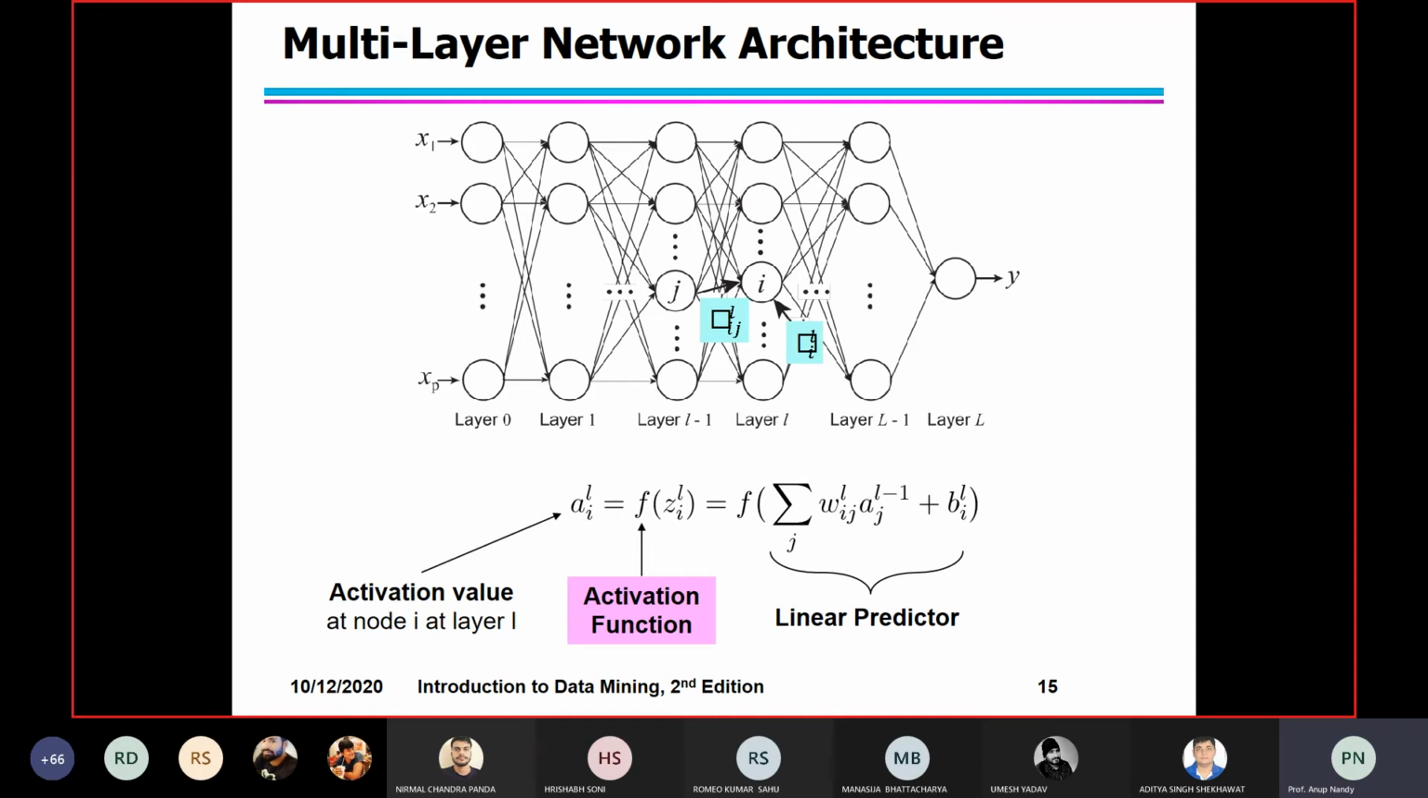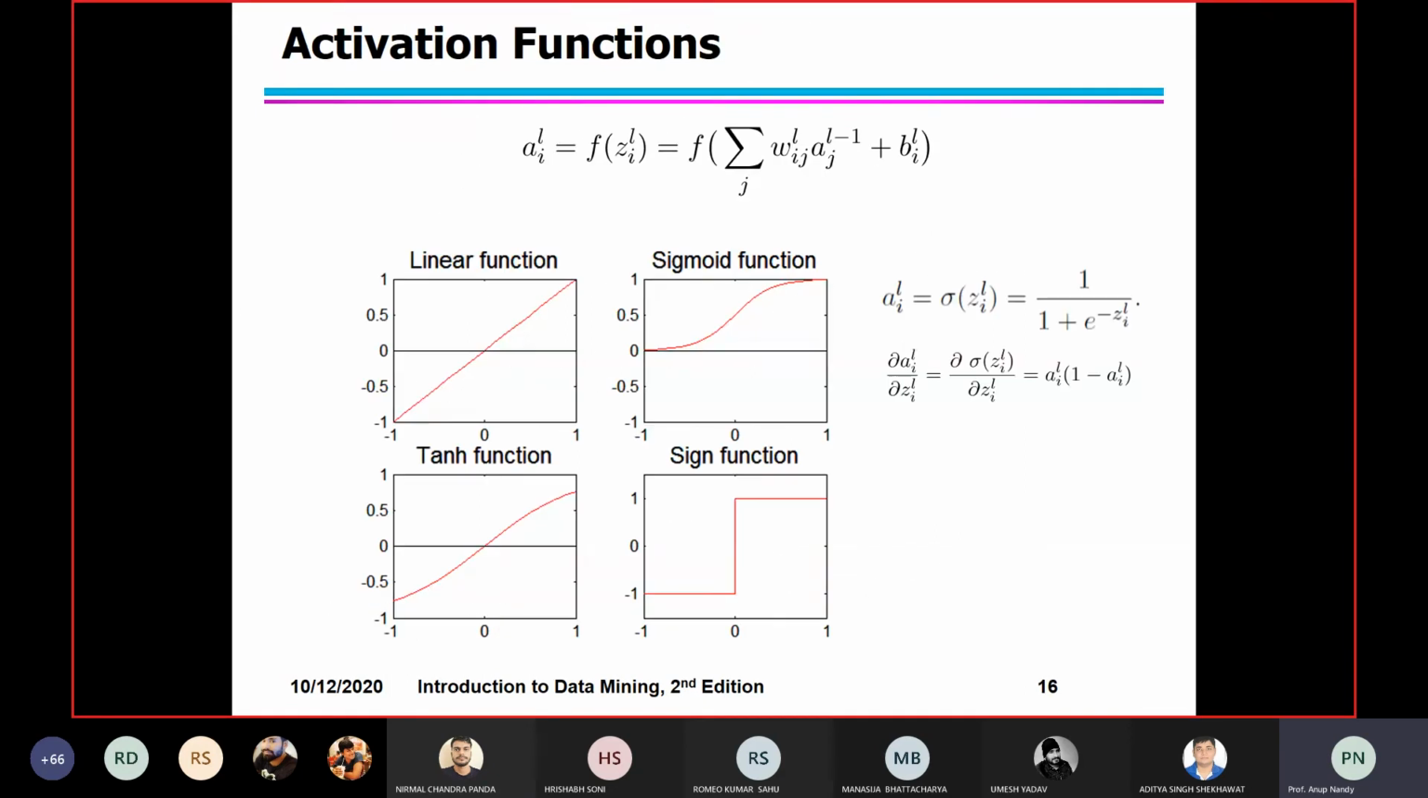So z_i is a linear predictor, that is, W_ij is the weight for the Lth layer, multiplied by a_j of layer L minus 1, plus b_i. Here b_i is your bias. So it is a linear predictor. As I already told you, this is z. It is a function of the inputs, a linear predictor.